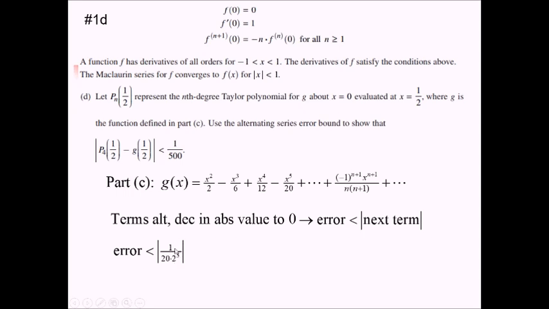So what does this come out to? Well, 2 to the 5th is 32. 2 times 32 is going to be 64, plus another 0 in there. We have 1 over 640. 640 is a larger denominator than 500. That means that this fraction is smaller than 1 over 500, which proves what they were telling us to prove up here.